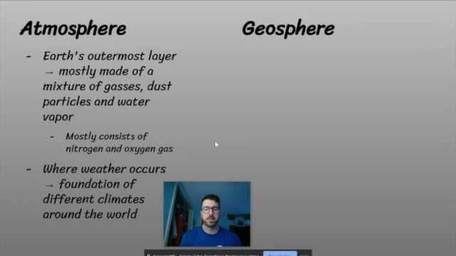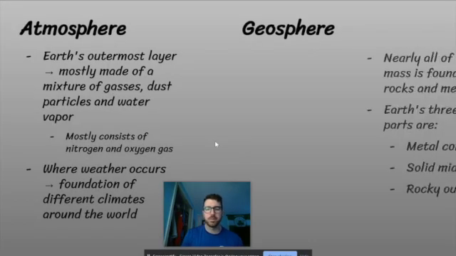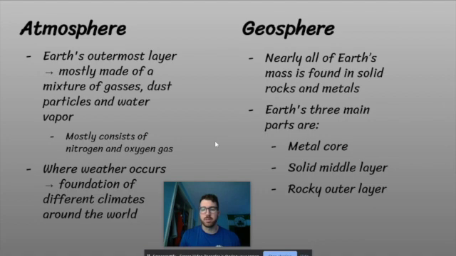All right, the next sphere is the geosphere. Nearly all of Earth's mass is found in the geosphere, and it consists of solid rocks and metal. The three parts of the geosphere are its metal core, a solid middle layer, and a rocky outer layer, the crust, which is where we live. We'll go into greater detail on that when we get back to class.